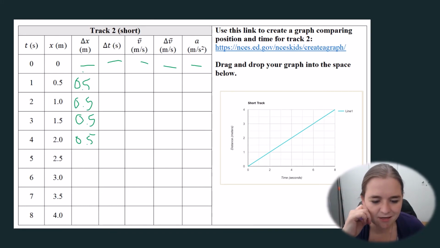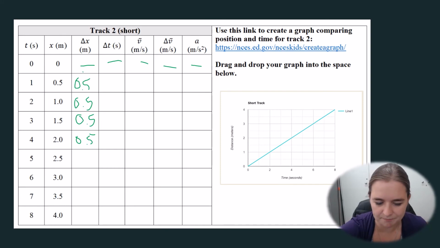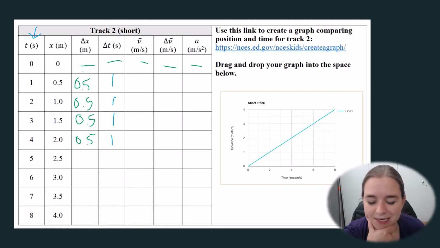And then let's talk about our change in time. Change in time is our change in these values here. From 0 to 1 is a change of 1. 1 to 2 is a change of 1. The pen wasn't working. There we go. 2 to 3. 3 to 4. Fill in the table with the rest of the information here for change in time.